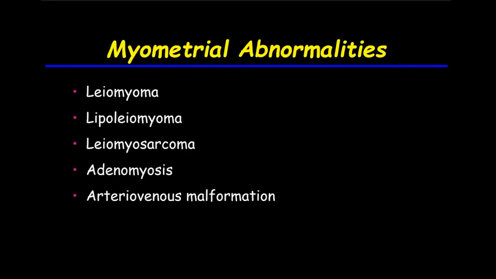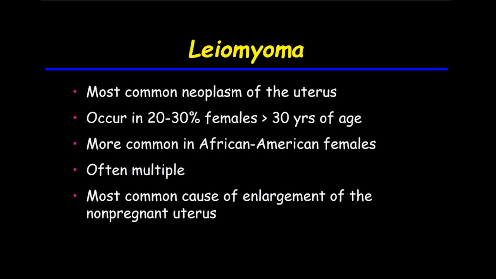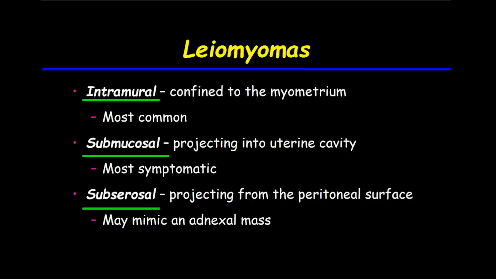Let's discuss myometrial abnormalities. The leiomyoma, commonly known as a fibroid, is the most common neoplasm of the uterus. It occurs in 20 to 30% of females over the age of 30. It is more common in African American females. They are often multiple, and they are the most common cause of enlargement of the non-pregnant uterus.